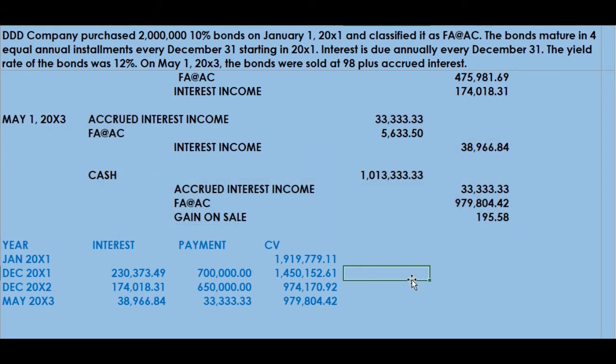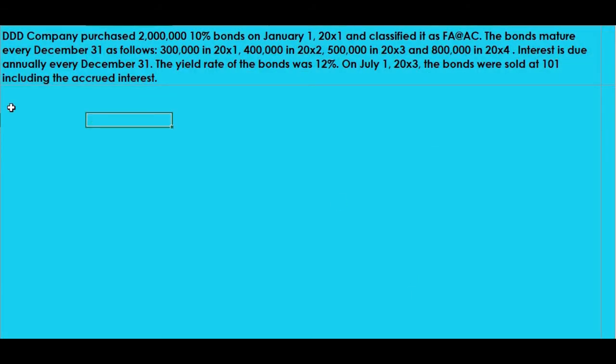We are now going to proceed with the next example. So here we go. Same information, but the difference is the bonds will mature in different amounts every year. Okay, no problem even if the amounts are different, as long as you know how to compute the present value. And this time the present value is also 12%. So same, our yield rate is 12%. Then in July, we sold the bonds, July 1, 20x3.